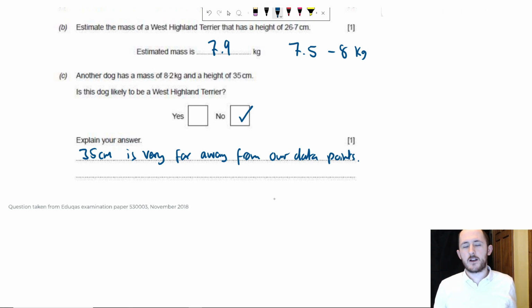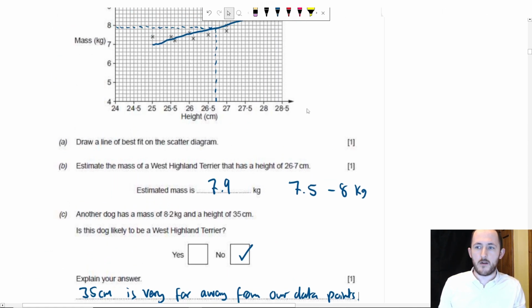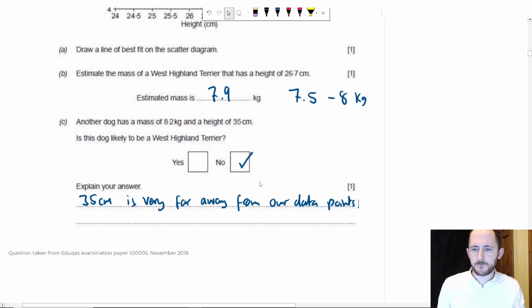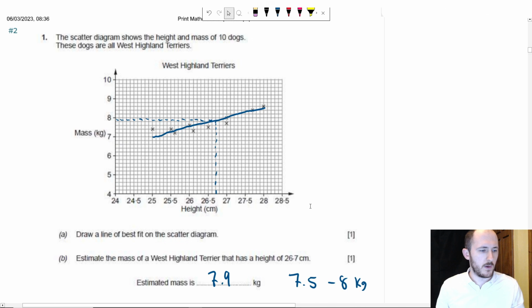Right? So it's like if I talked about a person, right? Average person's about 5'9" if they're a man, and I said, okay, there's this thing that's 8 feet tall. Is it likely to be a human? Well, no, because it's well above the range that we would have for a normal set of humans. Any questions about that? Yeah, it was 3 marks, nice and snappy, nice and quick.